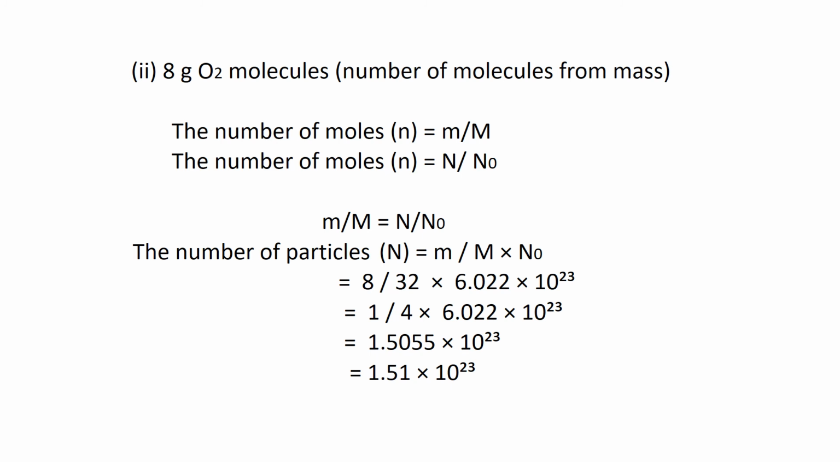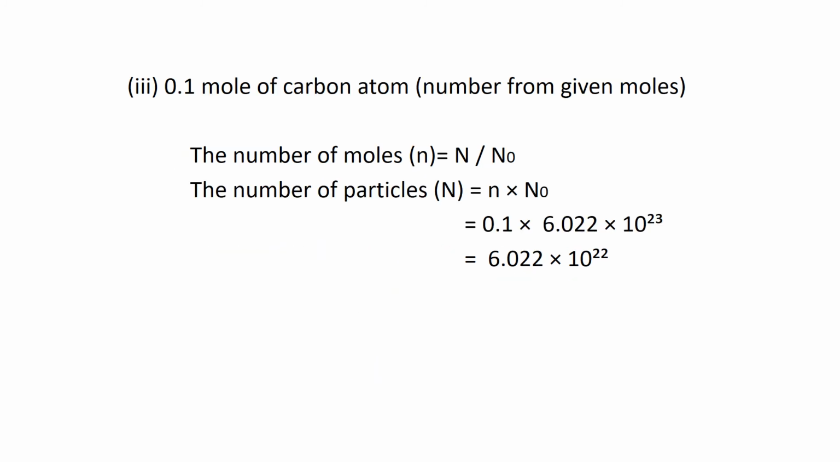Now see, the last question of the video is 0.1 mole of carbon atom, and you have to find the number of particles from this given number of moles. And it's very simple, you know the formula: the number of moles is equal to the given number of particles upon the Avogadro number. This N you have to find out, right? And small n, that is the number of moles, is given, that is 0.1, and the Avogadro number you already know.